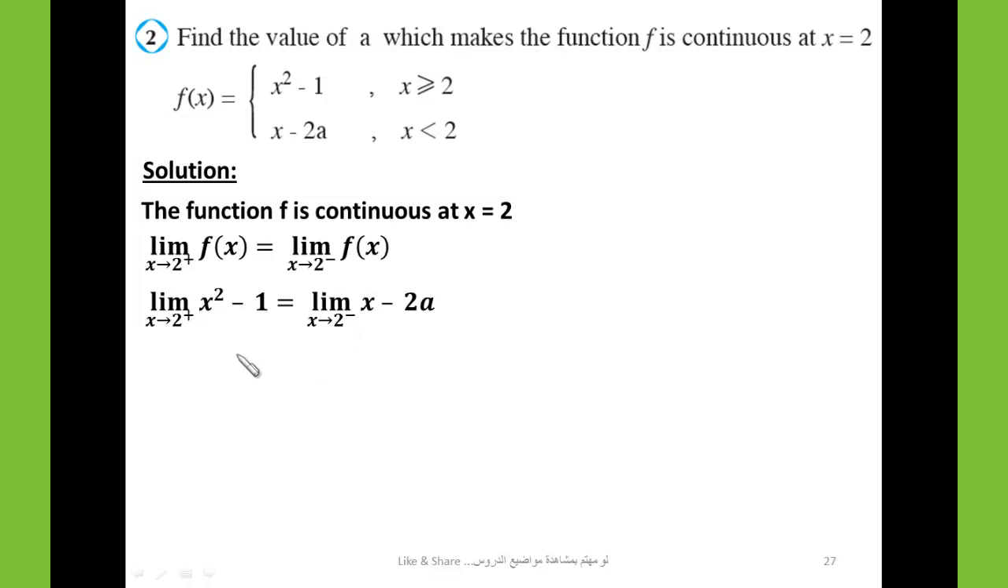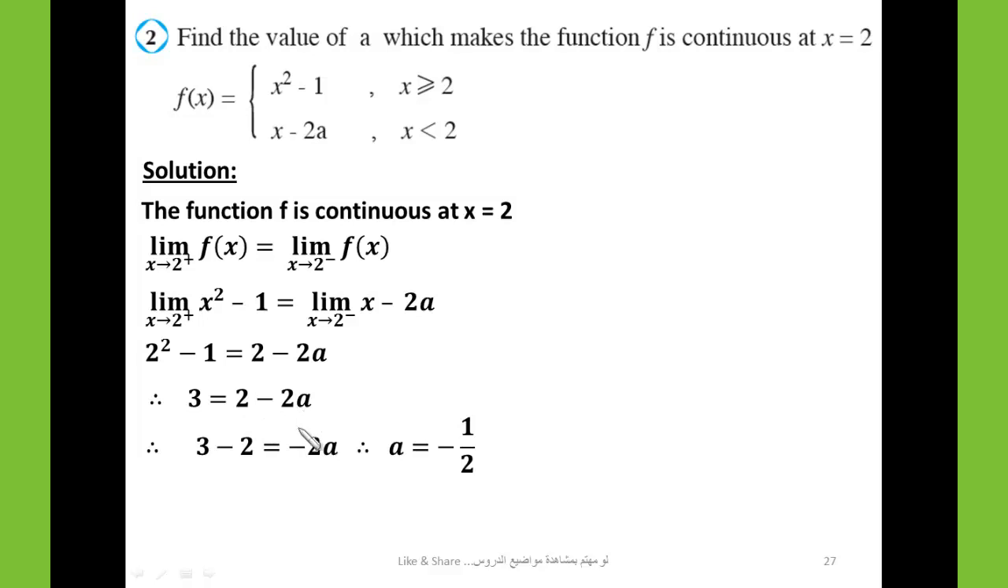And we calculate it, substituting x equals 2, so we have 2 squared minus 1 equals 2 minus 2a. We calculate: 2 squared minus 1 equals 3, as 2 squared equals 4 and 4 minus 1 equals 3, equals 2 minus 2a. So 3 minus 2 equals negative 2a. So 1 equals negative 2a, and the value of a equals negative 1 over 2.